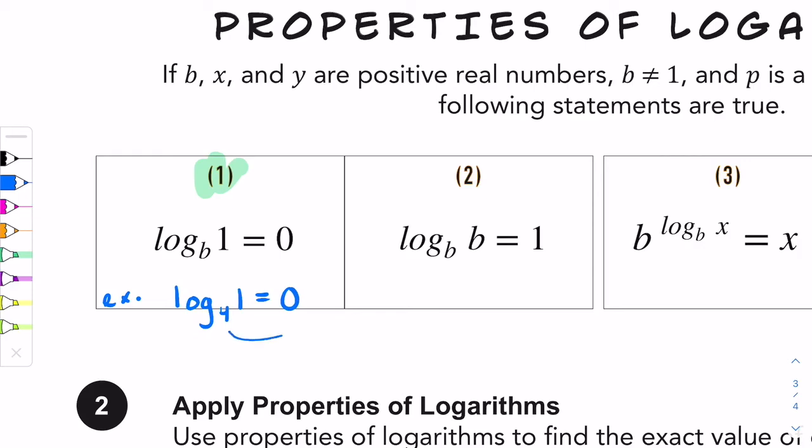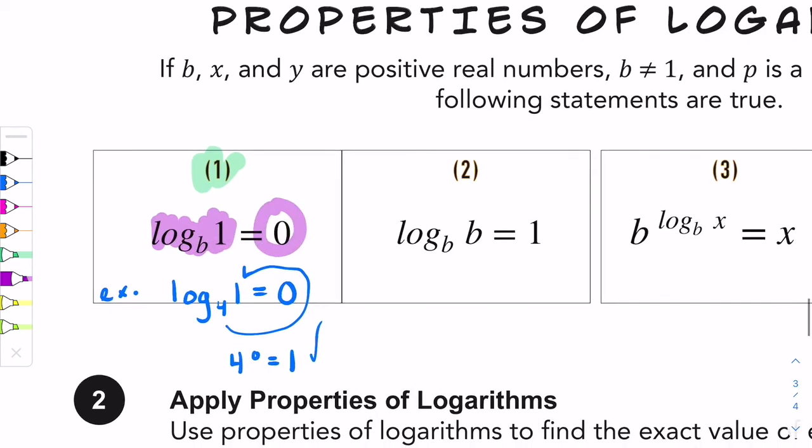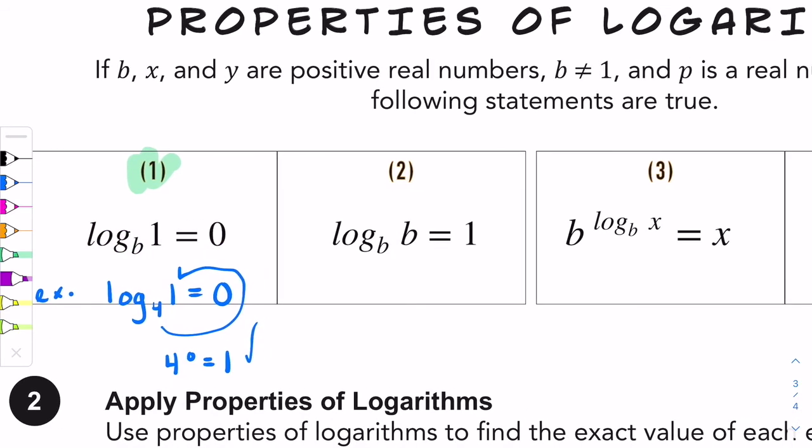And we can check that because if we convert to exponential form, we have 4 to the power of 0. Anything to the power of 0 is 1. So if you just see a log, a base, and then a value of 1, you instantly know that the answer will be 0. If you have, this is number 2, log base b of b, that means your base and your argument are the same, then the answer is going to be 1.